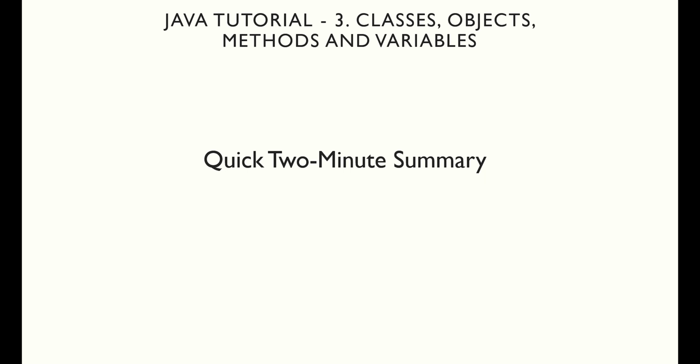Let's recap with a quick 2-minute summary. Class is a template or prototype or blueprint based on which objects are created. An object is created from a class. An object is a basic unit that represents real world entities. In other words, an entity that has state and behavior is an object. An object consists of three characteristics: identity, state, and behavior. State is defined by a collection of variables and behavior through methods.